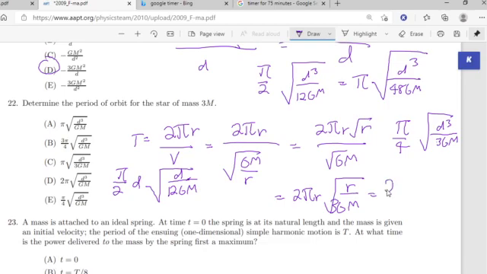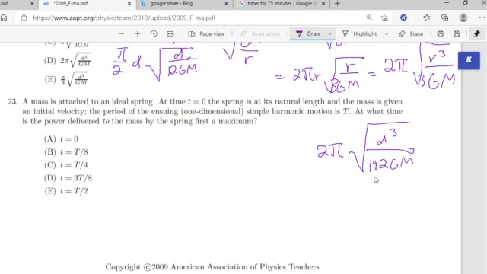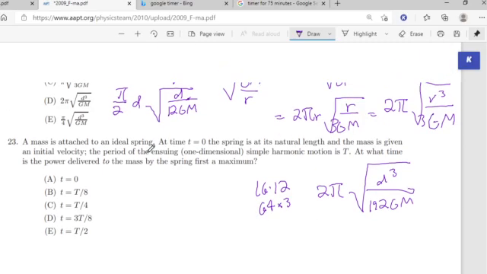Let's actually try it in 2 pi root r cubed over 3 GM and then substitute d over 4 for r when it's in here. So then we have 2 pi times d cubed, and 4 cubed is 64, 64 over 3 is 192, so 192 GM. 192 is 16 times 12, or no, 64 times 3. Wait, so I'm still getting the same answer.